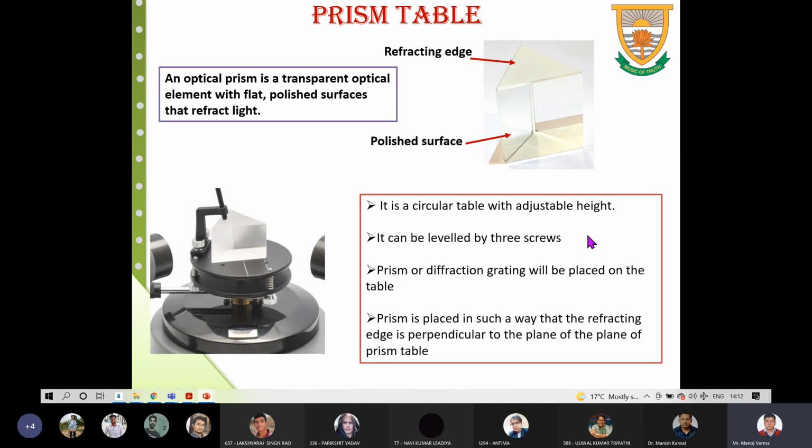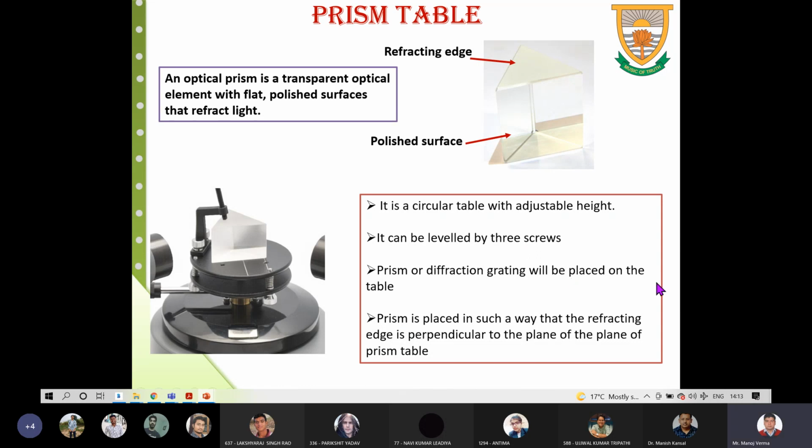This prism table is a circular table with adjustable height. You can change the height of this prism table so that it is collinear with the telescope and the collimator. It can be leveled horizontally with the help of these three screws. You can level this so that there will be no tilting of this prism. This should be exactly horizontal.